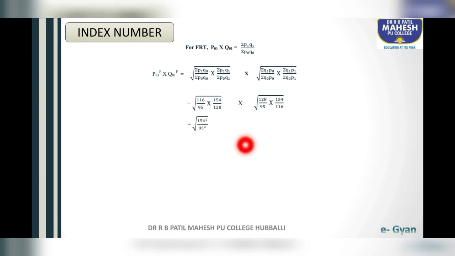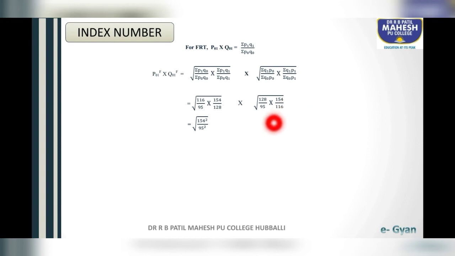See here, students, 116 and 116 get cancelled and another value, 128 and 128, get cancelled. So what remains? Root of 154 divided by 95. Here also, what remains?